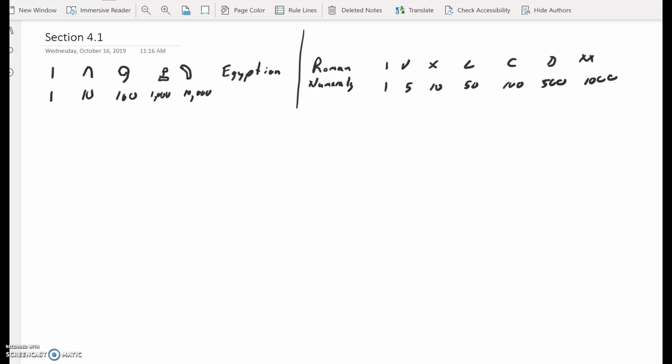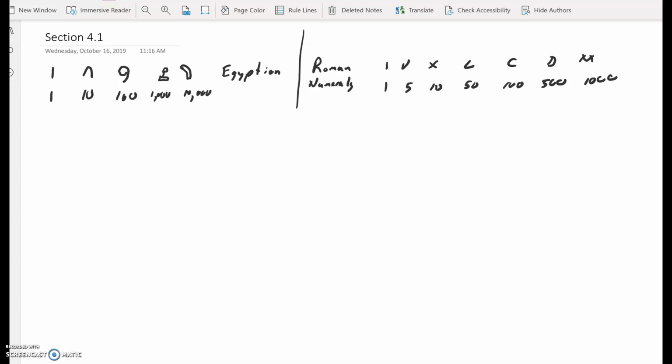Section 4.1 starts the study in Chapter 4 of different bases, different kinds of numeration systems, different kinds of arithmetic. And so I chose two of these from this section, the Egyptian numerals and the Roman numerals. The Egyptian numerals are just a straight addition kind of thing.